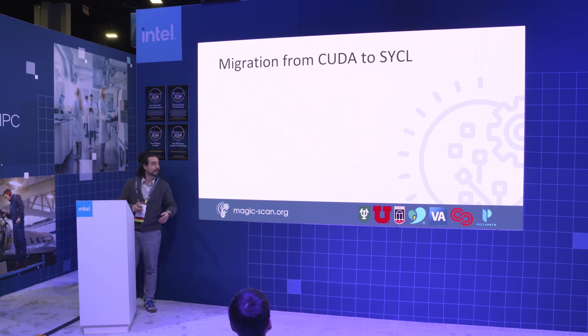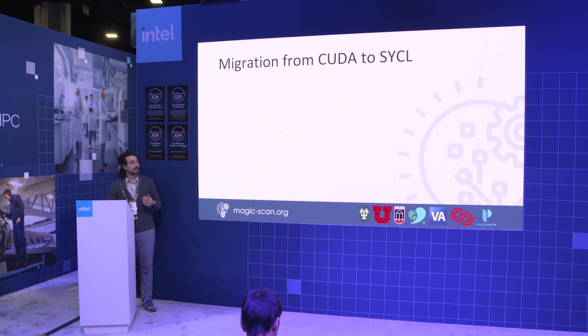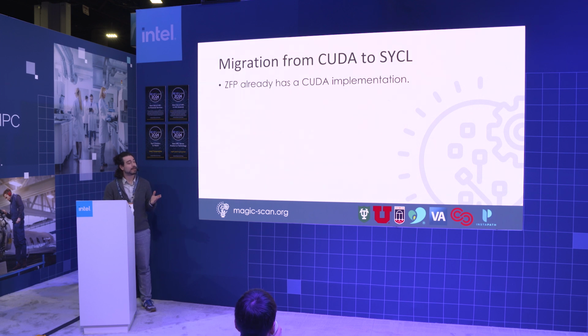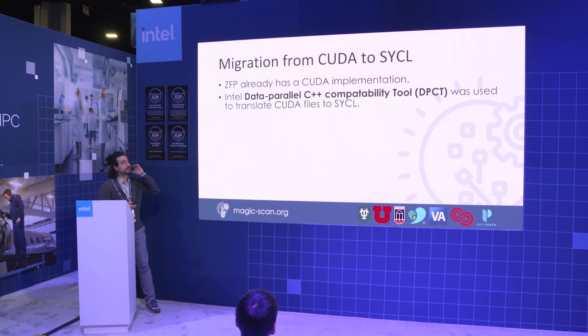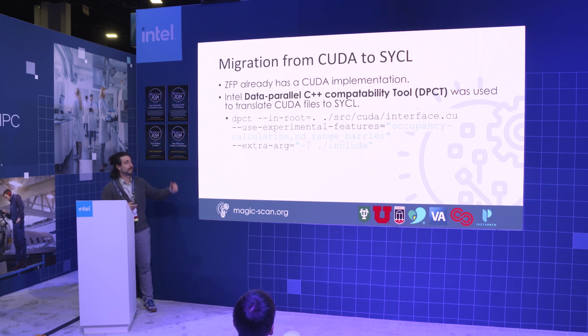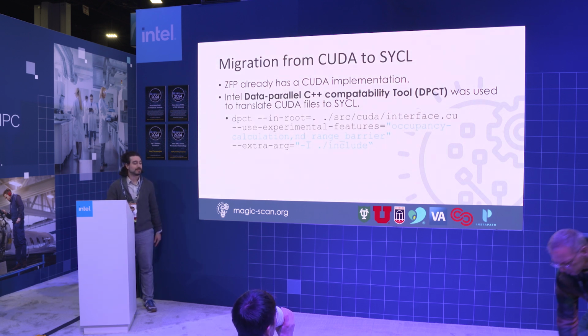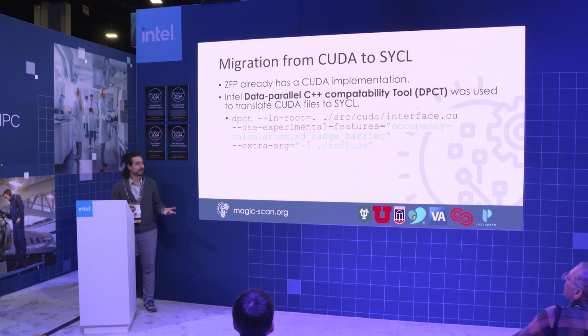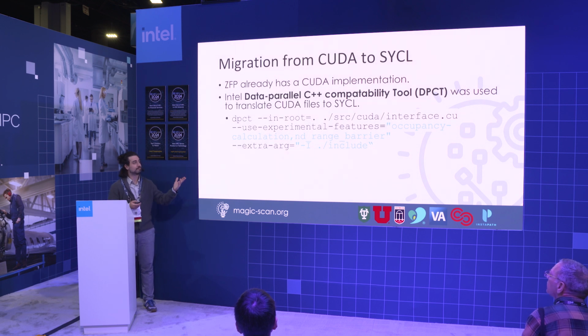So we started the project by translating the already existing CUDA implementation to SYCL using Intel's Data Parallel C++ Compatibility Tool, DPCT in short. And this is the command we executed. It's as simple as that. If you have an already existing CUDA project, you can run a similar command like this, and all of your CUDA files will be translated to SYCL, and then you can start working on them.